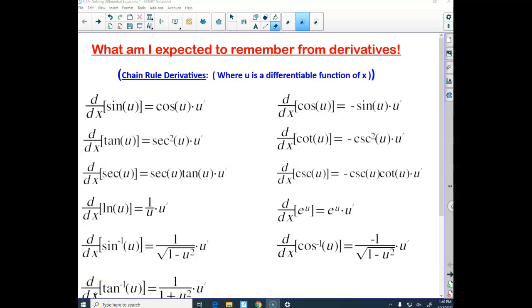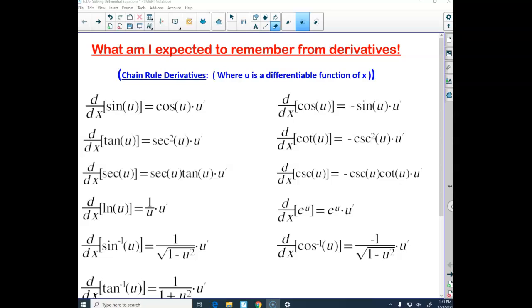Hey, good morning, guys. We're starting Chapter 6 here, Differential Equations and Mathematical Modeling, Section 6.1a, Solving Differential Equations Algebraically. And basically, all solving differential equations means is finding antiderivatives.